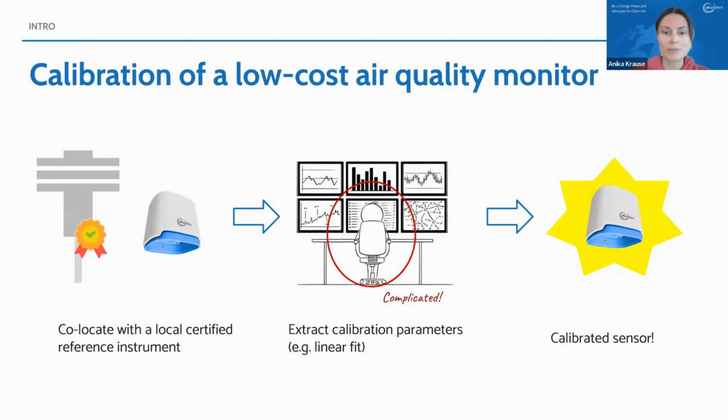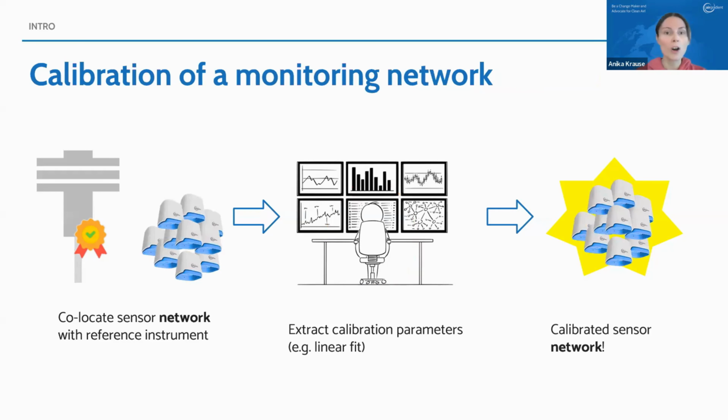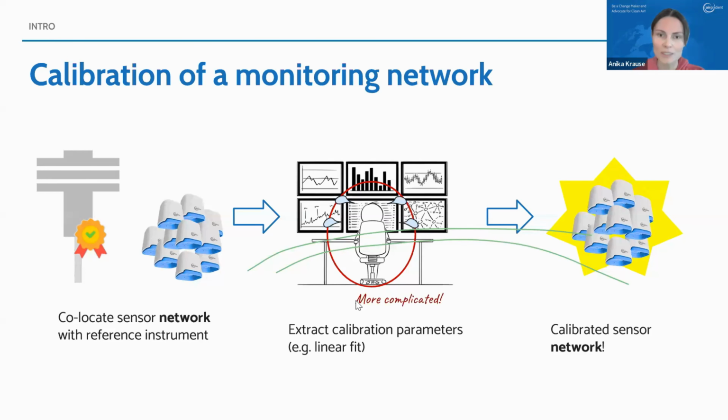Not everyone is familiar with the linear fit and so on, so that can already be quite complicated. And now we have the advantage of low-cost sensors that they're relatively cheap, relatively affordable. So often you actually have a sensor network to look at air pollution data in more detail, to see where the emission sources are and where we can work to improve the air quality. So often you have an air quality network and you want to calibrate this, and this becomes even more complicated because it becomes a lot of data.